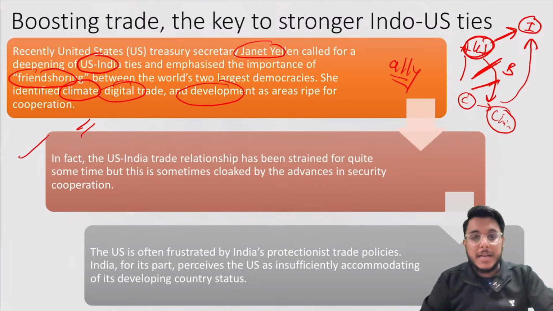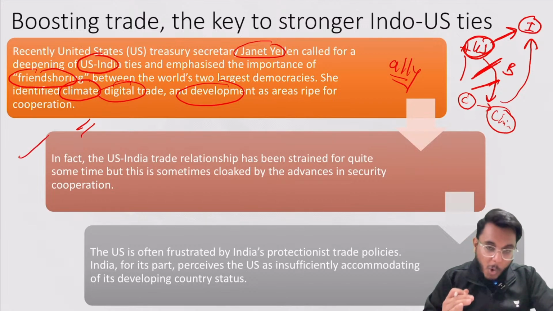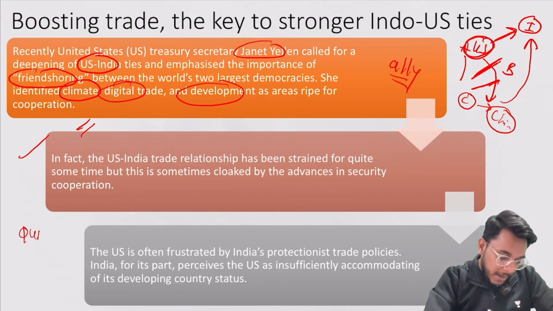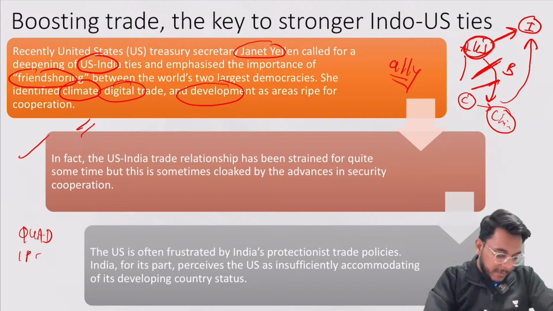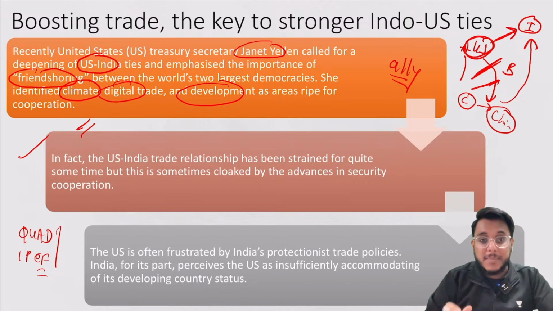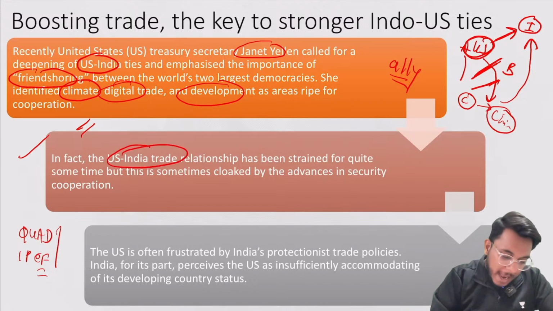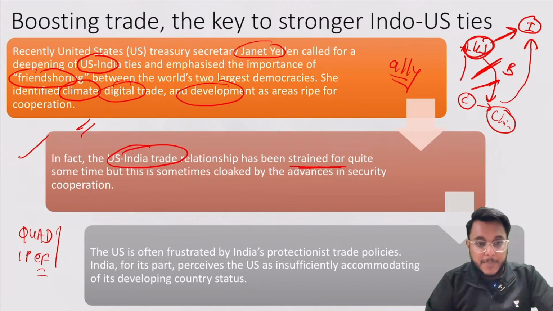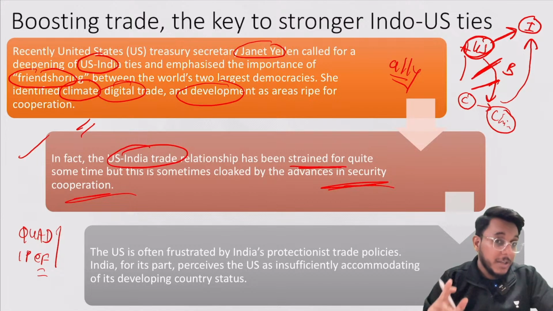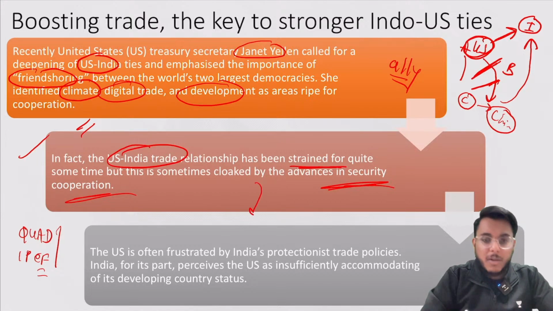Now, the article is talking about this particular thing that, over the years, though on the face of it, through the Quadrilateral Security Dialogue, the Indo-Pacific Economic Framework and many other initiatives, we find that the relation between India and USA is improving, at the same time there are many irritants in the India-USA relation. India-US trade relations have been strained for quite a long time. On military and security cooperation, relations are improving, but on the trade aspect, relations have not become very good.